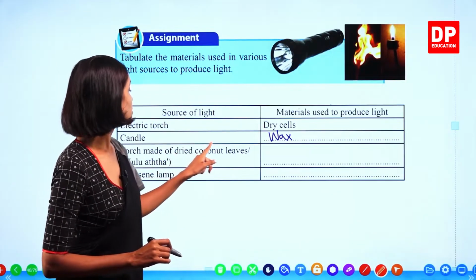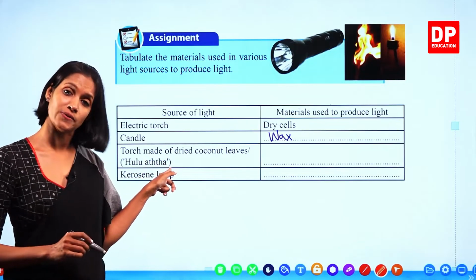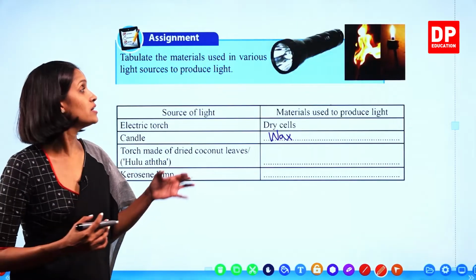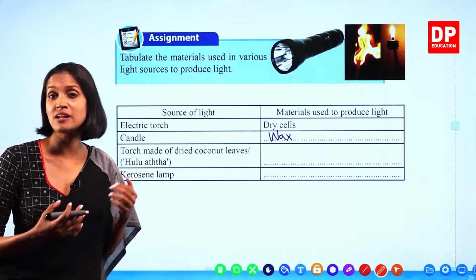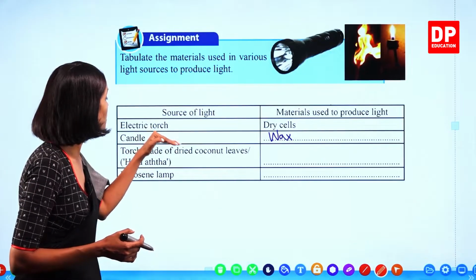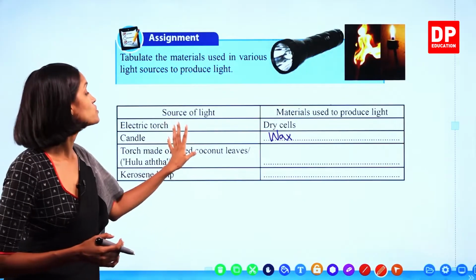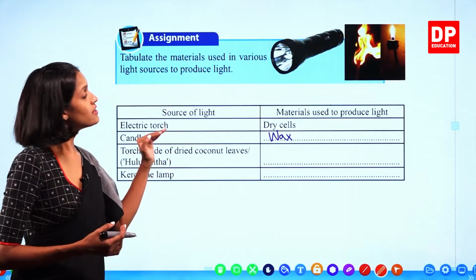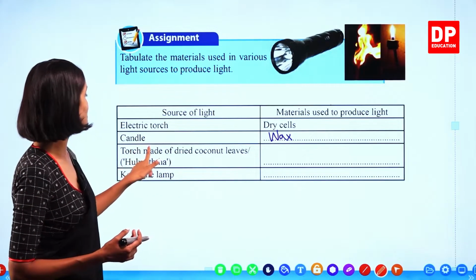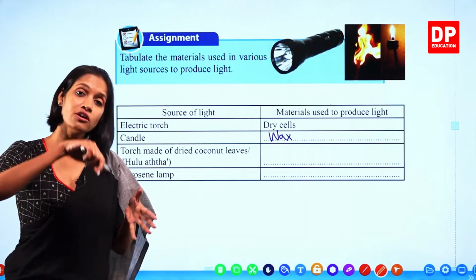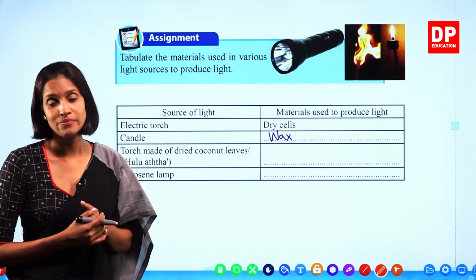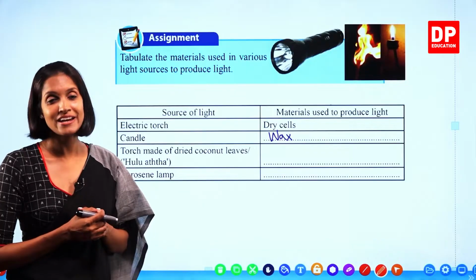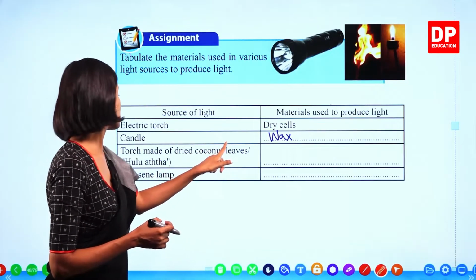Torch made of dried coconut leaves. Oh, it's known as huluwatta. Do you remember earlier we learned that the ancient people did not have modern sources of energy like light bulbs. So this is one method they used to obtain light during the night time, right? How did they make this? They collected these dried coconut leaves and soaked them in kerosene oil, and they could light it up because kerosene oil is also a type of fuel. Right, children?